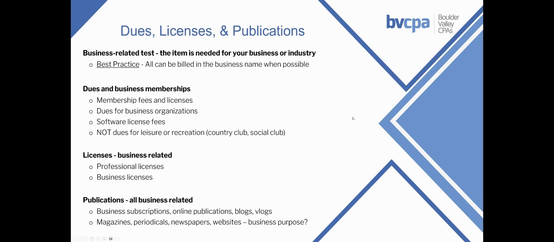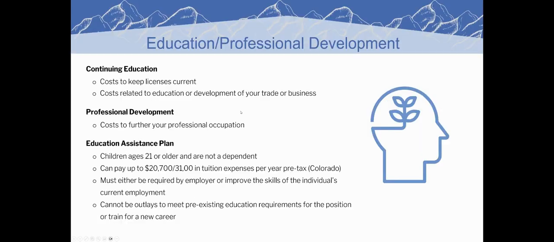Dues, licenses, and publications. Pretty much a straight up budget item. Doesn't move the needle for a lot of people. But yeah, definitely just kind of hangs in there around budgeting within the FP&A process. Education and professional development really does fall in line with those other components.